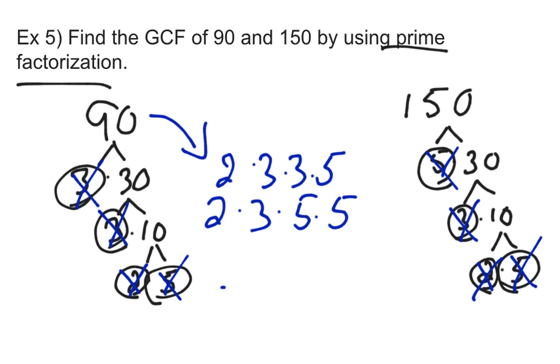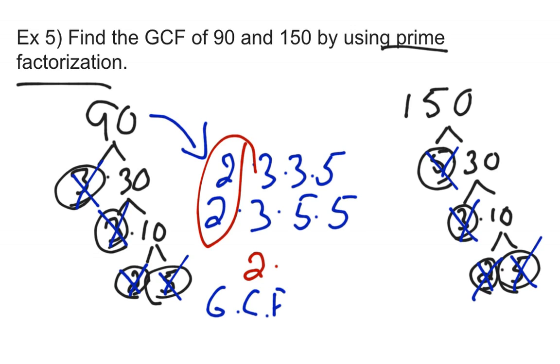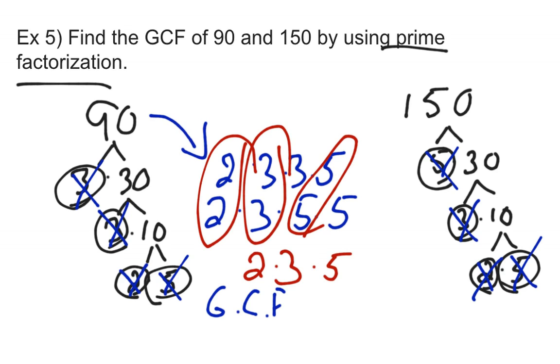And then to find the GCF, remember we're going to circle what's common, and we're going to keep what's common. So I have some 2's in common. So I write that down. I have some 3's in common. So I write that down. I have some 5's in common. And then, since the only numbers that are left are 3 and 5, they're not common. So I do 2 times 3 times 5.